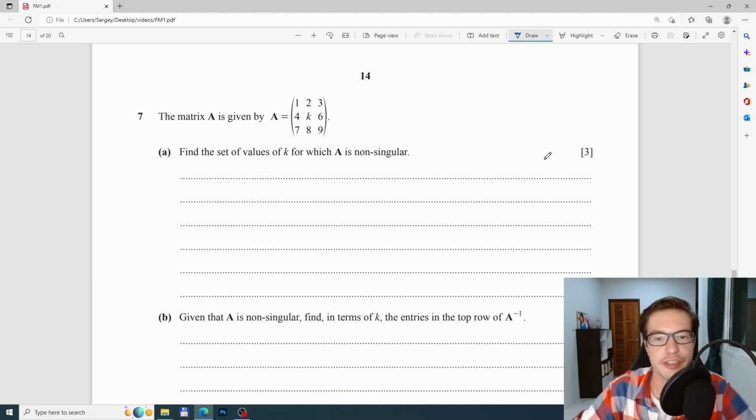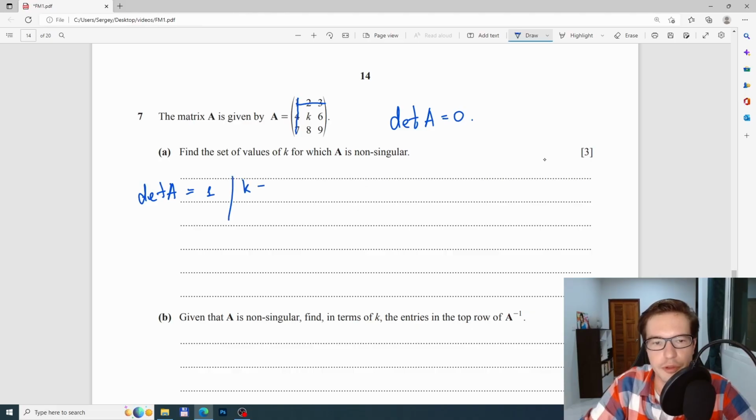Okay, next question is really standard. Find the set of values of k for which the matrix is not singular. A singular matrix basically means that the determinant of the matrix equals 0. How to find the determinant of a 3 by 3 matrix? Determinant A equals 1. That's a very standard procedure. Just cross out those columns and find the determinant of the remaining matrix, k, 6, 8, 9.